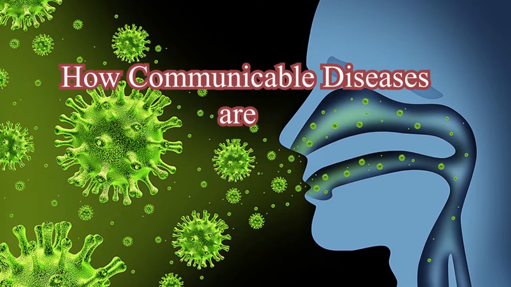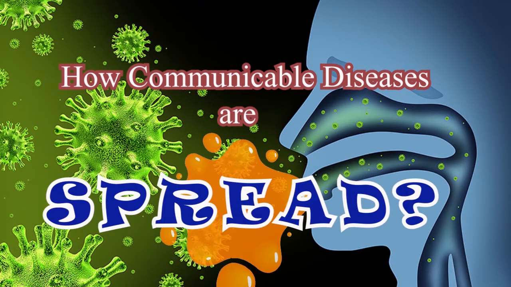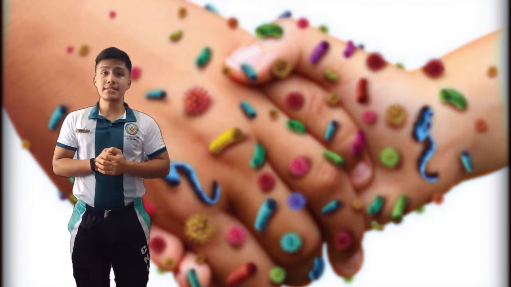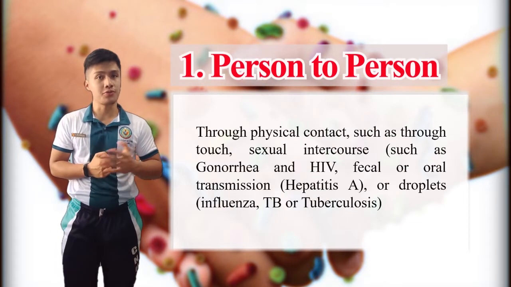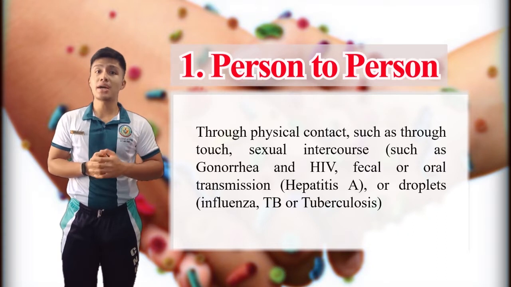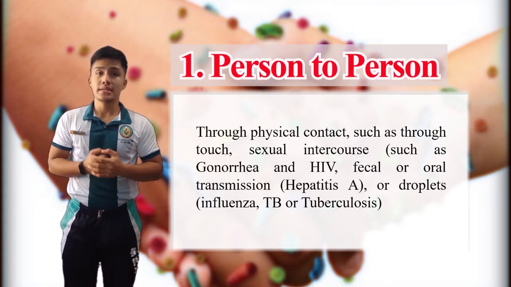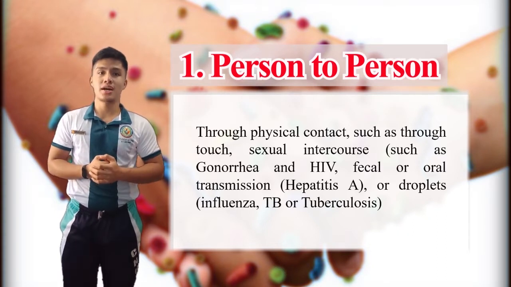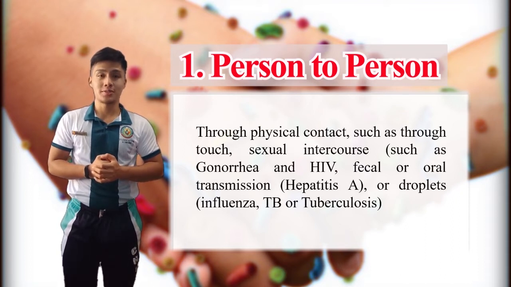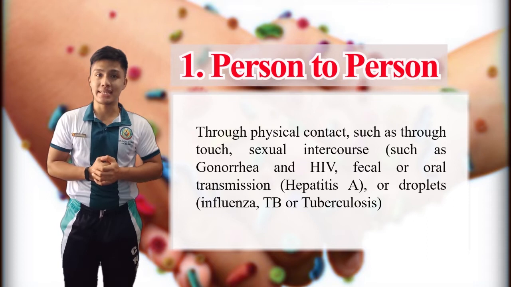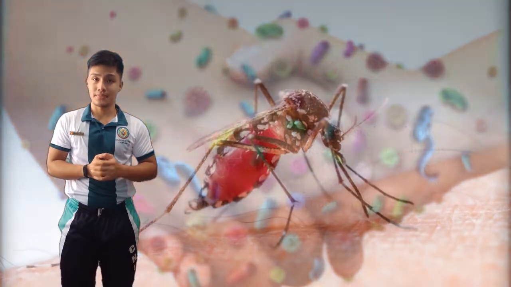Now, how are communicable diseases spread? First, diseases can spread from person to person through physical contact, such as through touch, sexual intercourse, such as gonorrhea and HIV, fecal or oral transmission, such as hepatitis A, or droplets, such as influenza or tuberculosis.